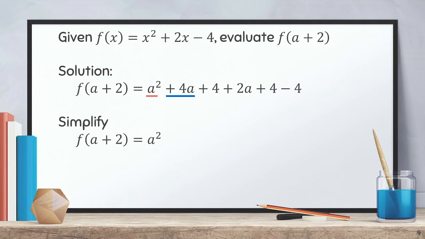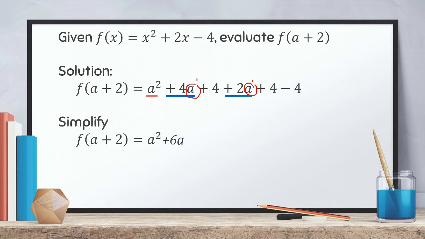Next, we have 4a. The similar term is 2a. Why? Because they have the same variable, and they are also both raised to 1, although the 1 is not written. Okay? So we can combine them. Positive 4a plus 2a, or 4 a's plus 2 a's, how many a's is that? The answer would be 6a.